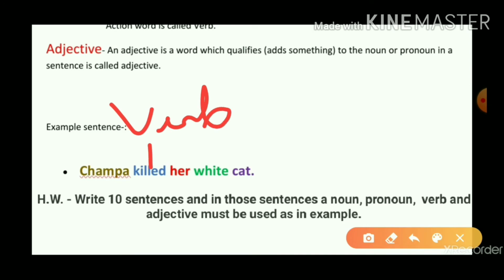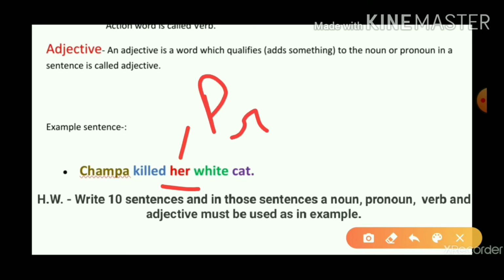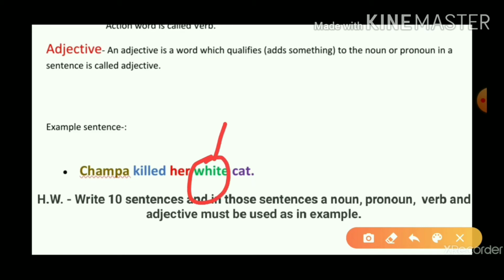Then we have her over here, and what is her? Her is a pronoun. Her is used in the place of any noun, you can say. Champa killed her white. What is white here? White is just adding something to this noun, it means it is working as an adjective. White is an adjective over here. In this sentence you can see Champa is the subject, killed is the verb, her is the pronoun, and white is the adjective, and cat is also a noun but working as an object.